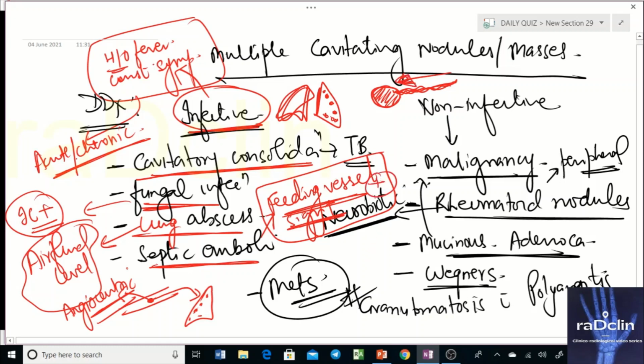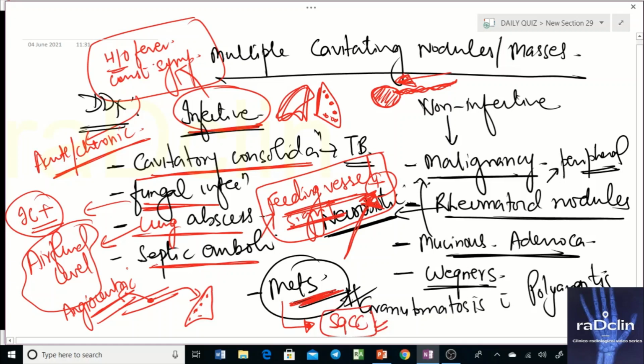And that is why the feeding vessel sign is positive not only in septic emboli, it is also present in metastasis, because they also get disseminated by blood, or hematogenous spread. So that is why septic emboli and mets both will have this. The clinical history will be the differentiating factor whether it's septic emboli or metastasis. And whenever you see cavitating mets, you should always look for certain types of malignancy. Squamous cell carcinoma can have cavitating mets characteristically.